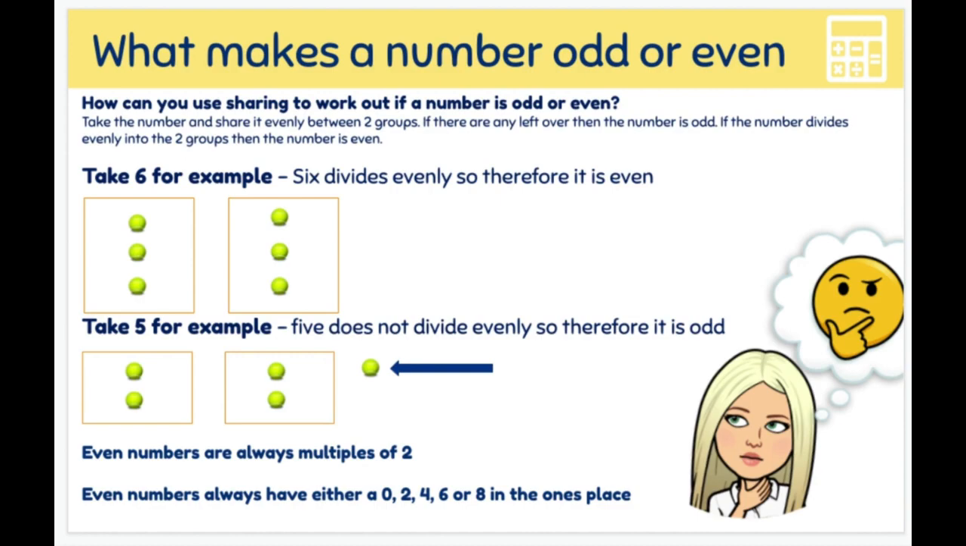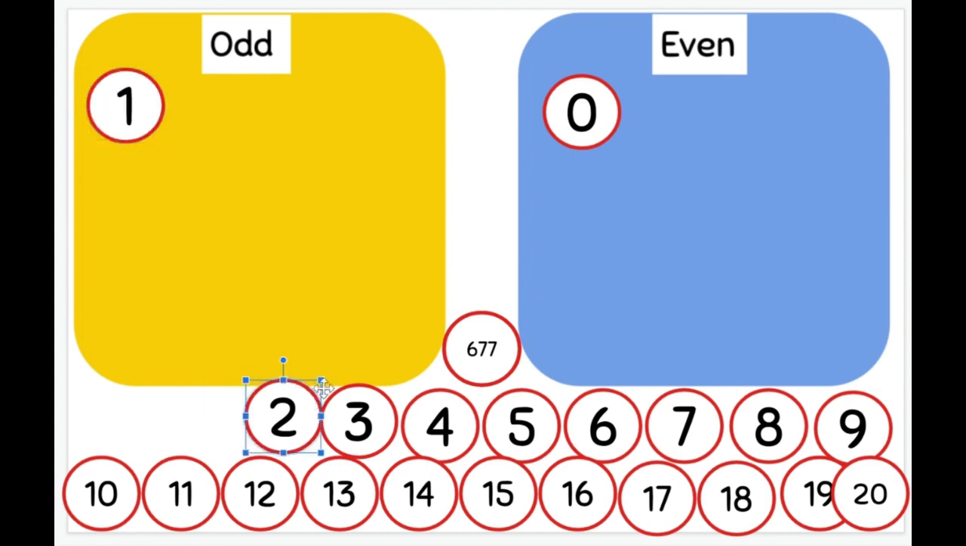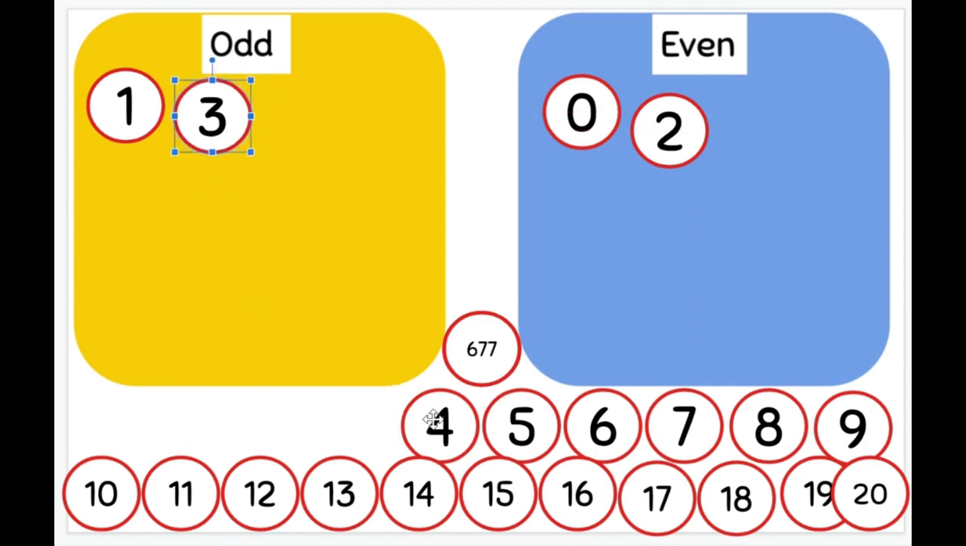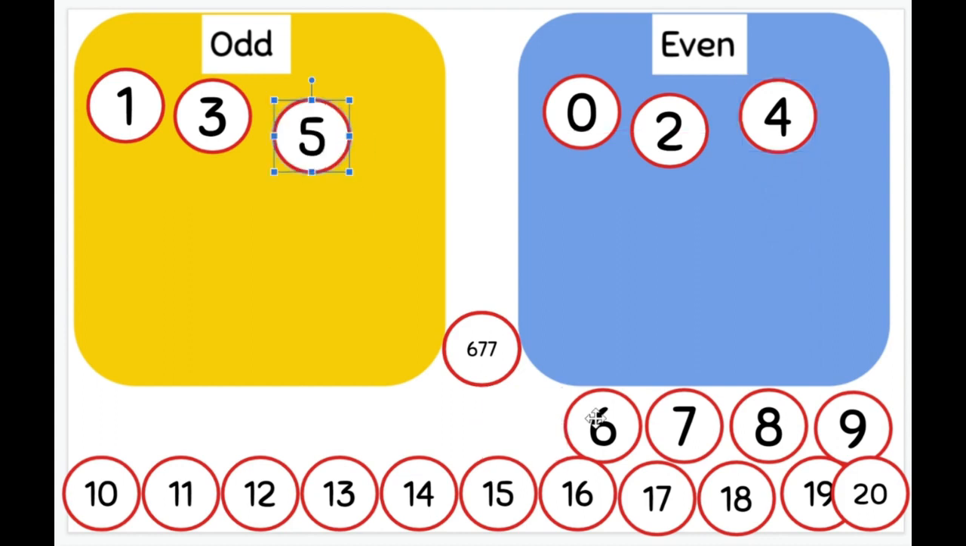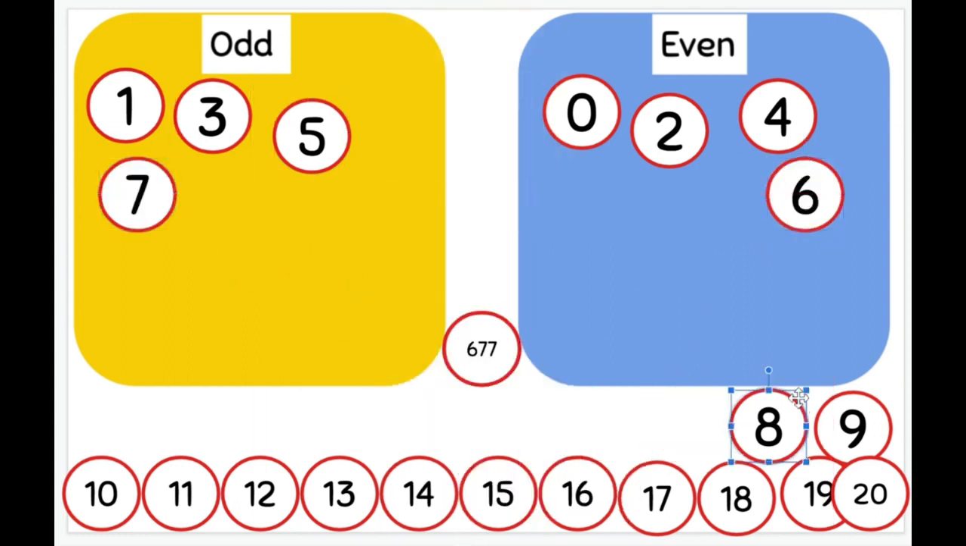Now let's have a look at these numbers and see if we can work out if they are odd or even. So 0 is a multiple of 2, because if you say 0 times 2, the answer is 0. So 0 is an even number. 1 is an odd number. 2 is an even number. 3 is an odd number. 4 is an even number. 5 is an odd number. 6 is an even number. 7 is an odd number. I think you're picking up on a pattern now. 8 is an even number. 9 is an odd number.